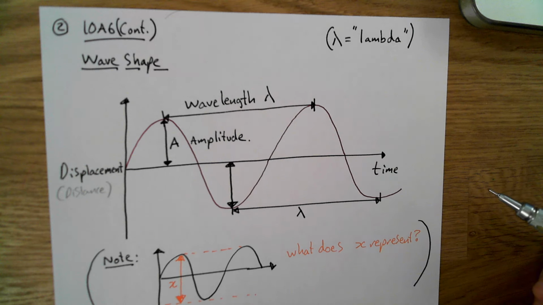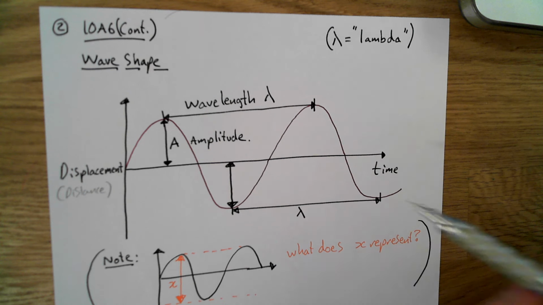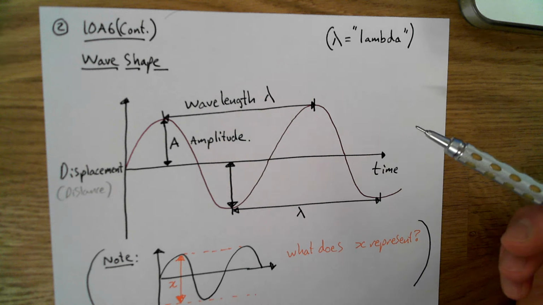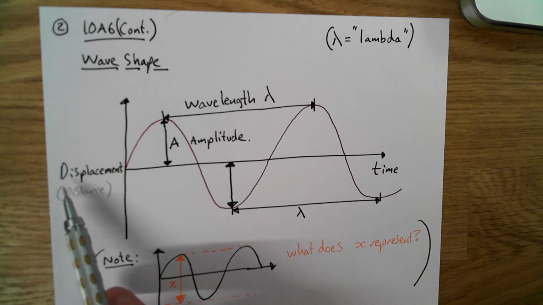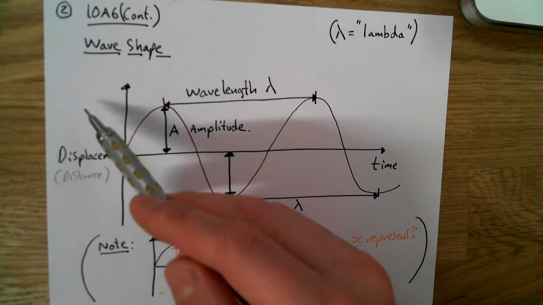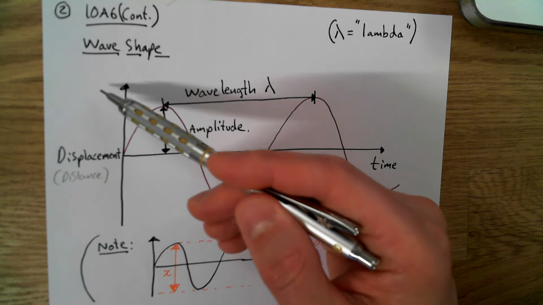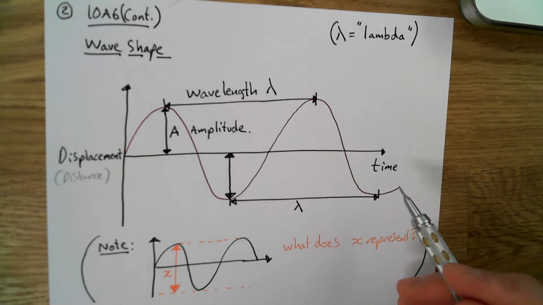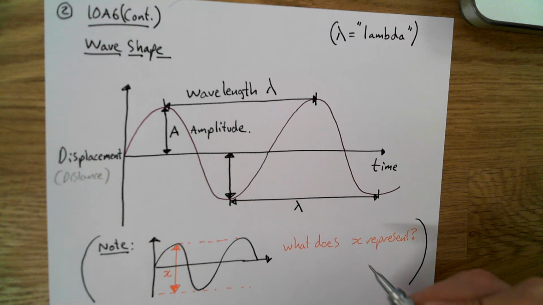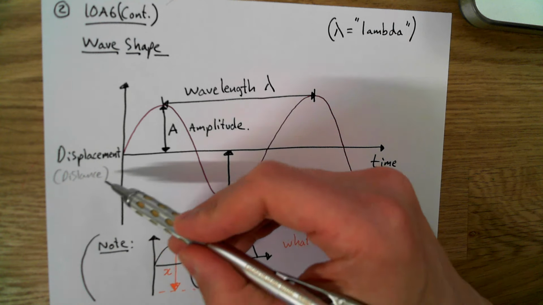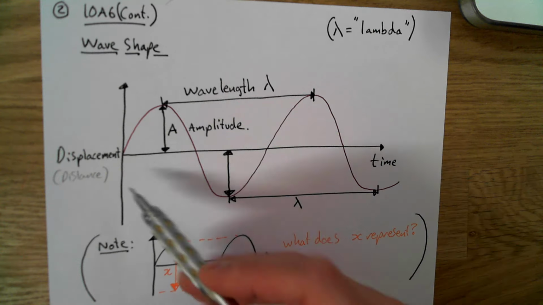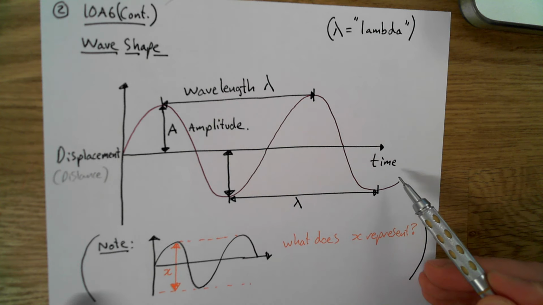Now, you need to be able to read off certain key features from a graph of a wave and understand what they mean. The most common way that we do this is displacement or distance against time. However, these graph axes could be different. This could be voltage against time, or current against time, or it could be displacement against displacement. Okay, so it could be how far you're displacing up and down, but also as you go along the wave. So the wave could physically look like this in real life.